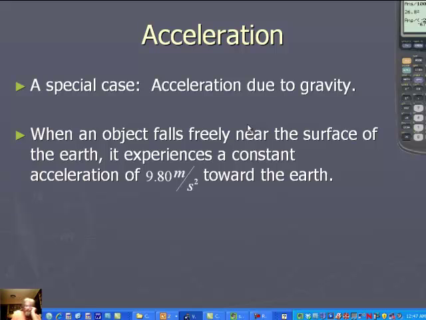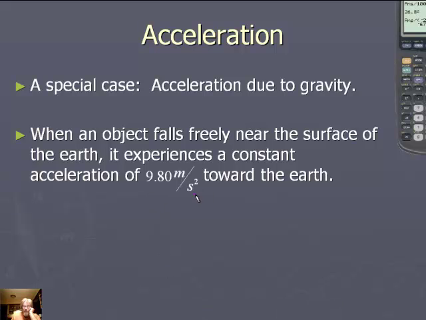When an object falls near the surface of the Earth, it always experiences this constant acceleration of about 9.80 meters per square second towards the Earth. There's this famous experiment, you probably heard about it, where Galileo Galilei dropped two objects that had different masses off the Leaning Tower of Pisa, and they both accelerated at the same rate. The heavy one would hurt more if it hit you, but they both accelerate at the same rate, and that's the rate in the SI system, 9.80 meters per square second.